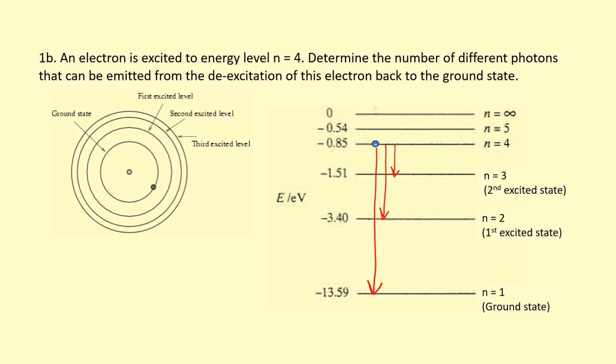And then let's move on to n equals 3 and count the different ways from there. So you can come down this, or you can come down here. And finally, from n equals 2, you can go from here to here. So the total different possible energy gaps, and therefore the different photons that can be emitted, is 1, 2, 3, 4, 5, 6. So 6 possible different photons that can be emitted.